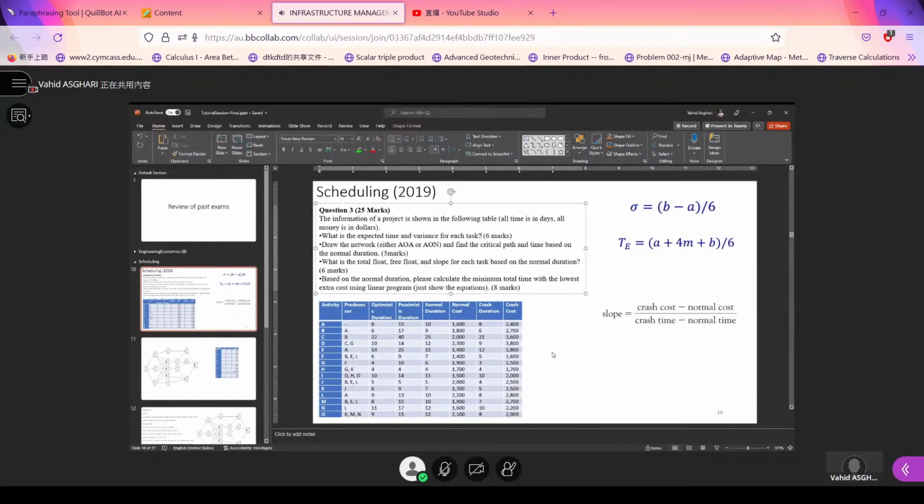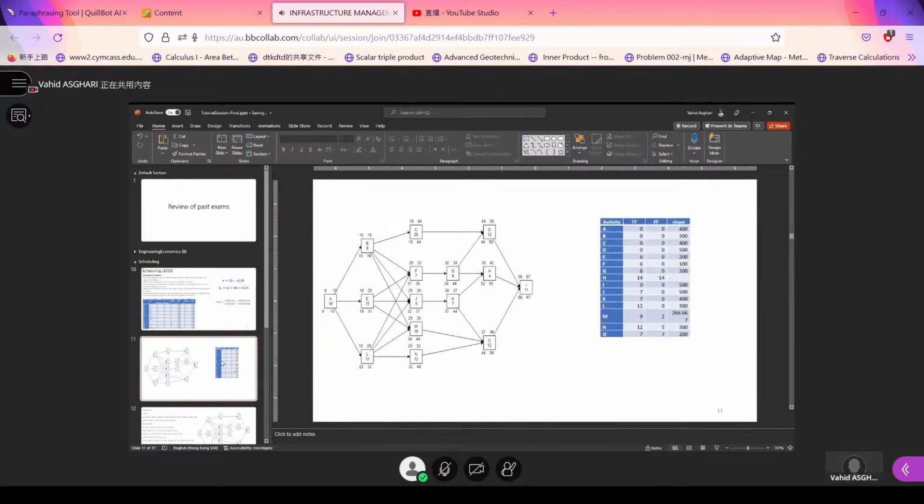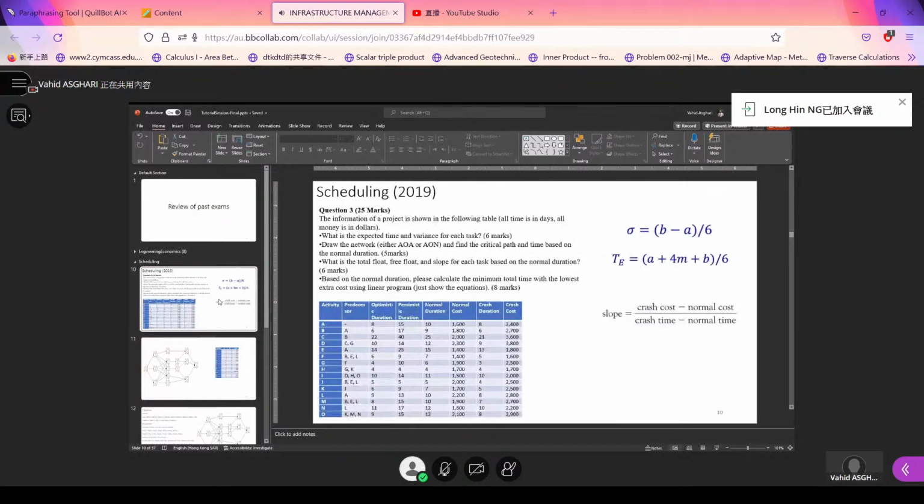This is simple. The expected time is optimistic plus pessimistic plus 4 times the normal duration, over 6, and then the standard deviation equations are also already provided in the exam. There is nothing new. You have already done it if you did the assignments by yourself.